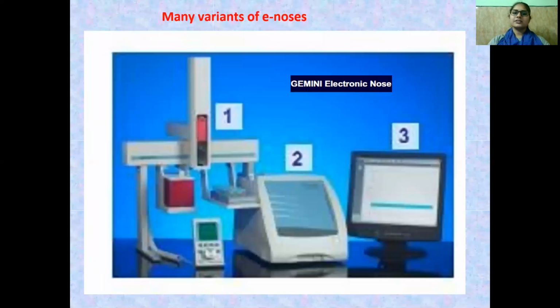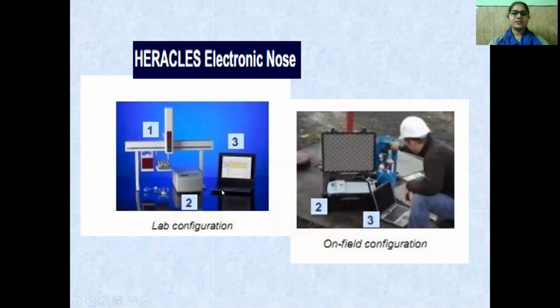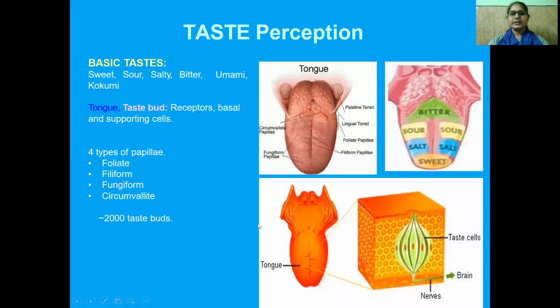Okay, so this is a variant of the electronic nose. It is a Gemini electronic nose. This is the lab configuration and the on-field configuration of the electronic nose. Next, we have the electronic tongue.